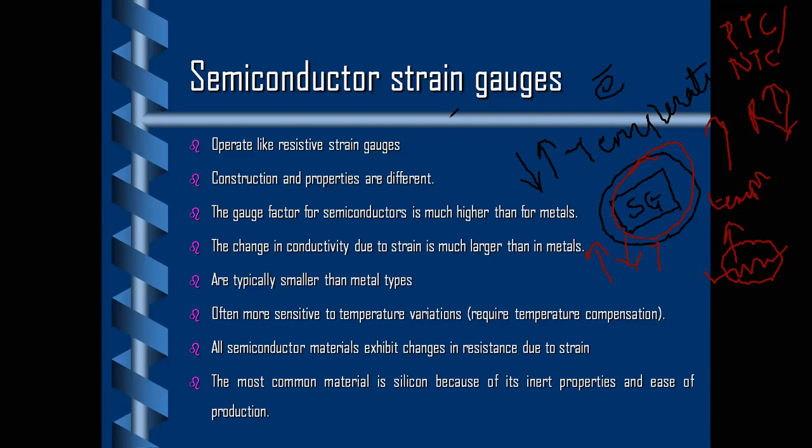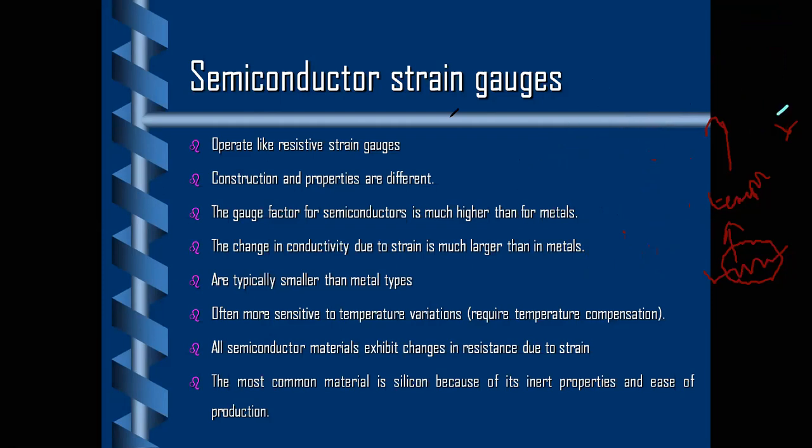So in the semiconductor strain gauge, the limitation is that it is sensitive to variation in temperature. To overcome that problem, compensation is necessary. We are going to see the temperature compensation also, so that the variation in temperature does not affect the resultant output due to the variation in the environmental condition. All semiconductor materials exhibit changes in resistance due to strain.